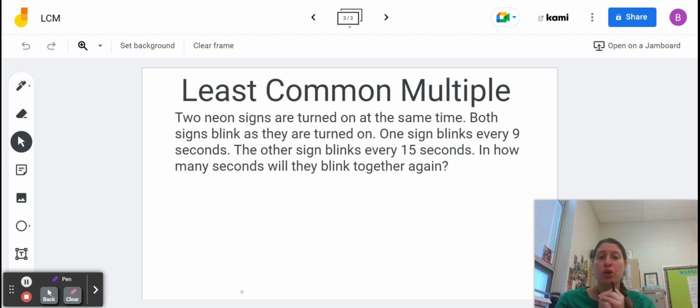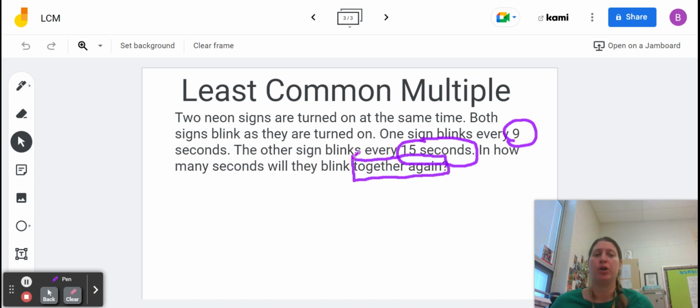So if I look through the question again, I'm going to try to pull out the information that I need. It says 2 signs are turned on at the same time. They both blink when they turn on. So they start originally. Then it says 1 blinks every 9 seconds. That's one important piece of information. And the other blinks every 15 seconds. And I'm trying to figure out when they blink together again. That's my clue word: I'm trying to figure out when they match.